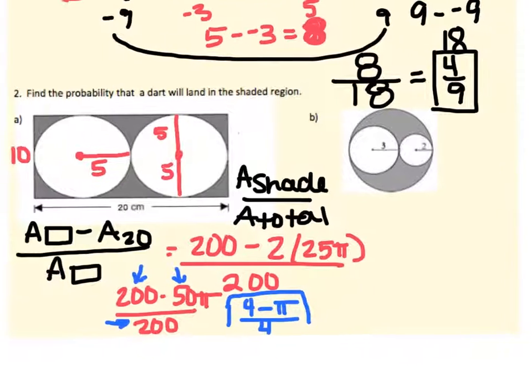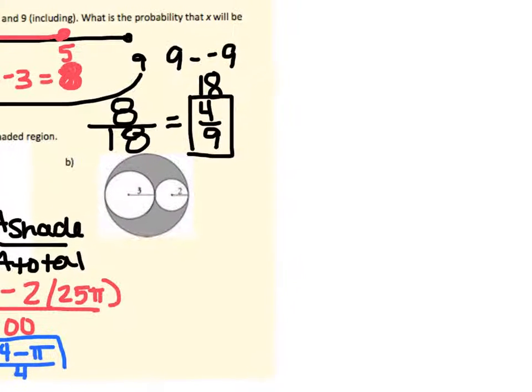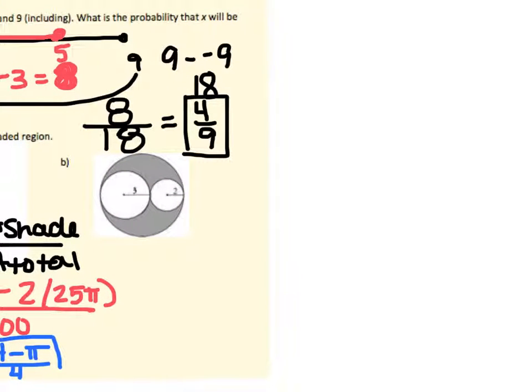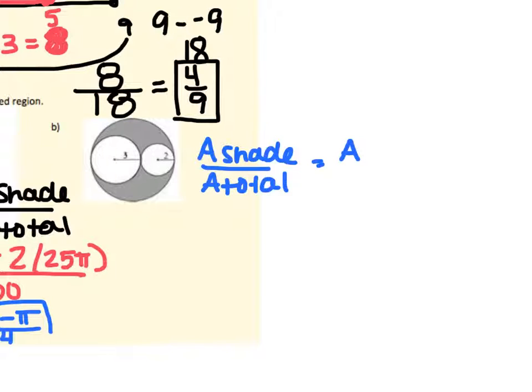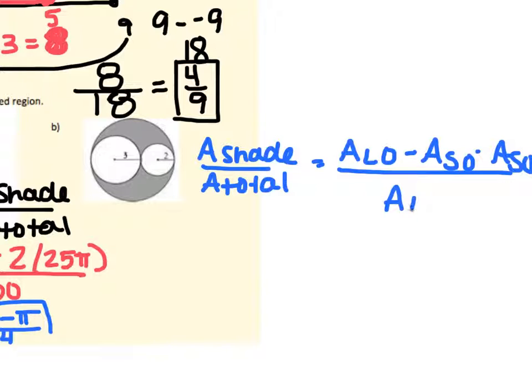Let's practice one more. In B here, we got a circle with two circles inside. We want to find the probability that it's going to land in the shaded region. So again, here's our plan. We want to find the area of the shaded over the area of the total. To find the shaded, we're going to find the area of the large circle minus the area of the two small circles, and then over the area of the large circle.